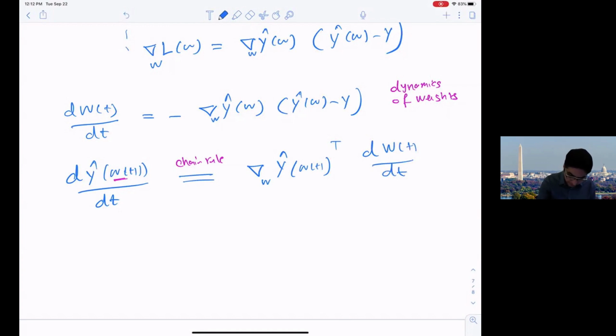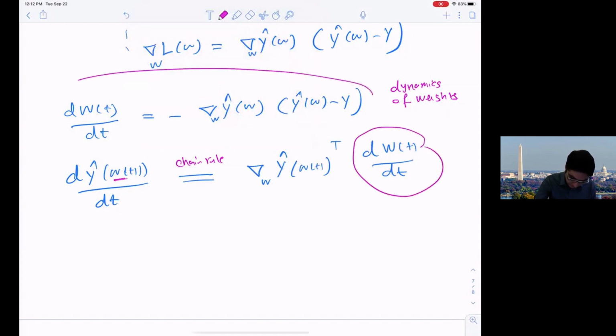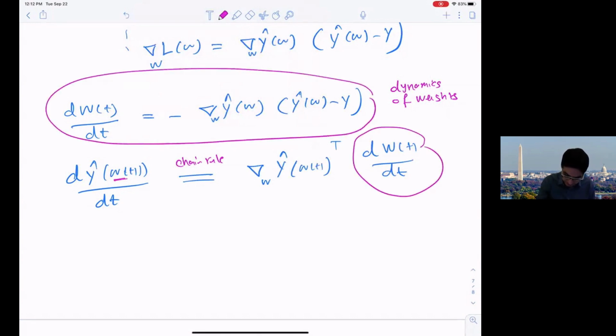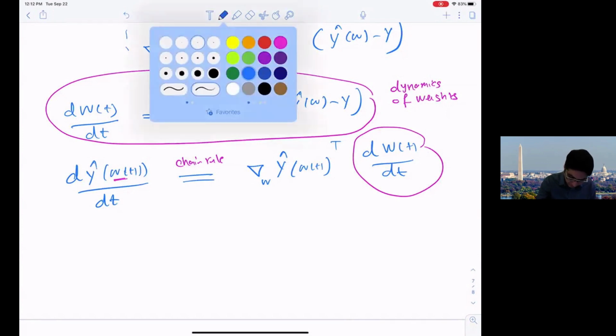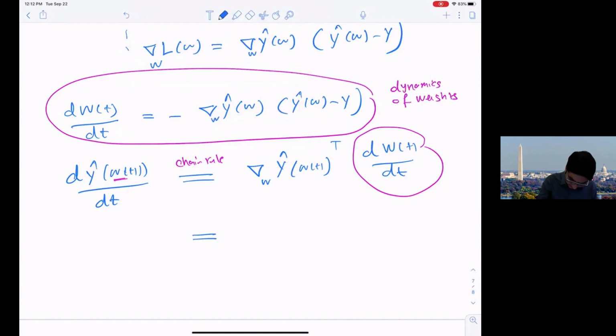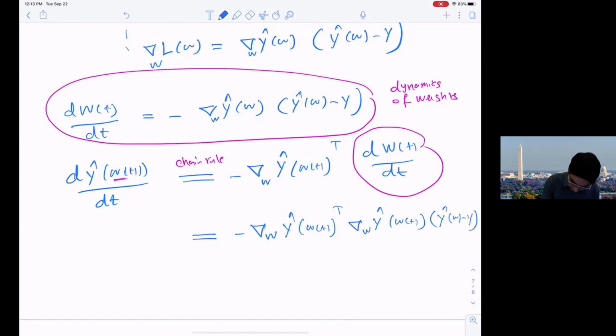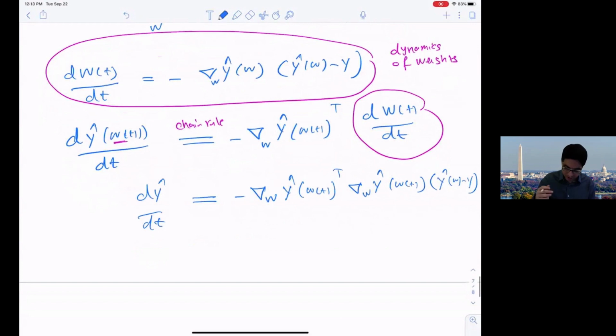But now I have this formula for the derivative of my weights with respect to t, which is the formula we have here. So I can just plug that into this equation. What I'm going to get, with a negative sign as well, is the gradient of y hat with respect to w times the gradient of y hat with respect to w, times y hat minus y. So this is the dynamics of my y hat, how it changes along the trajectory of gradient descent.